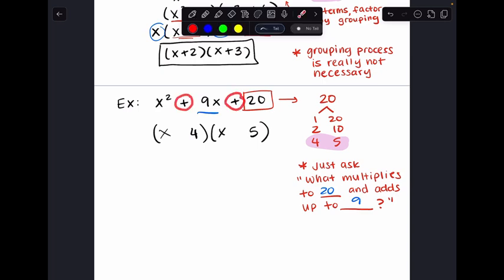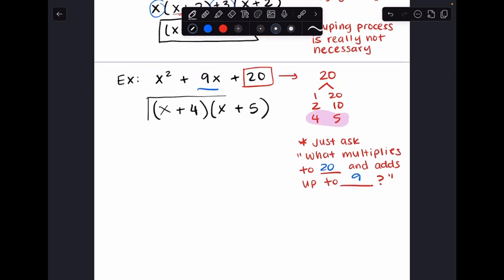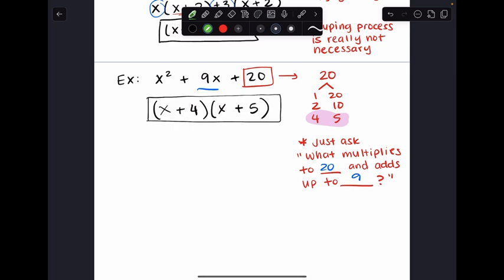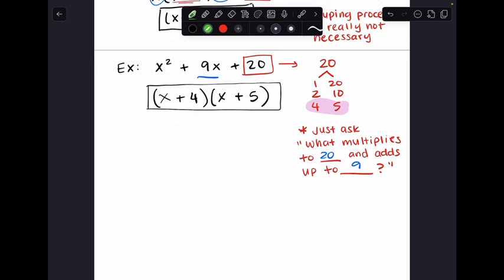So this is plus and plus, so that means the signs in the middle are going to be plus and plus. So here is your answer, or your factored out form, for this trinomial. Again, to check yourself, let me do it in a different color, just so that way you know you factored it correctly. To check yourself, you can literally just FOIL this out.